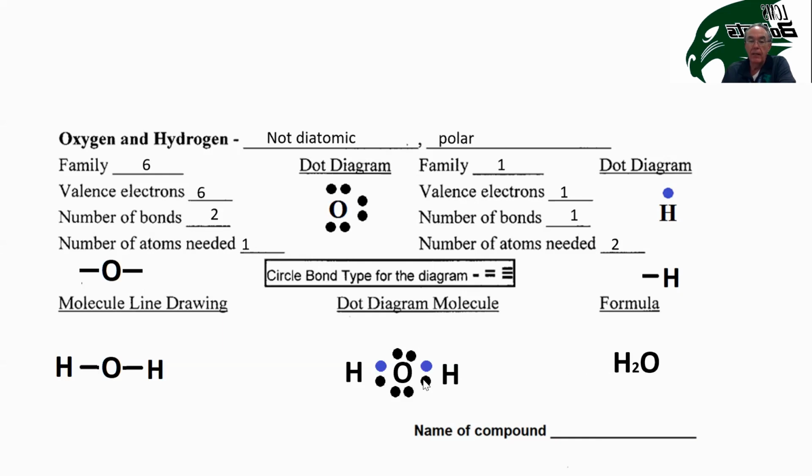Now, the formula for this is 2 H's and 1 O. So look at what we've named water. Okay. Now, if we want to name the compound, there's a 2, so the prefix is di. We do not change the name of the first element, so it's hydrogen. And then we put ide on the end of the second one. So it's dihydrogen oxide.